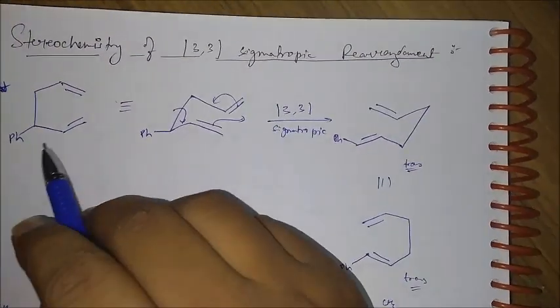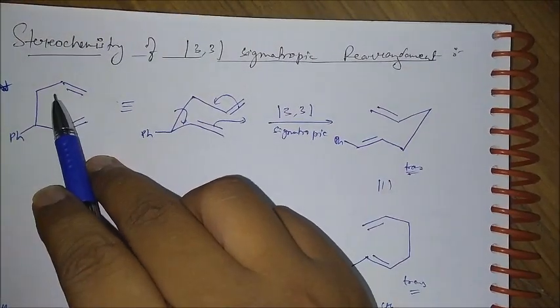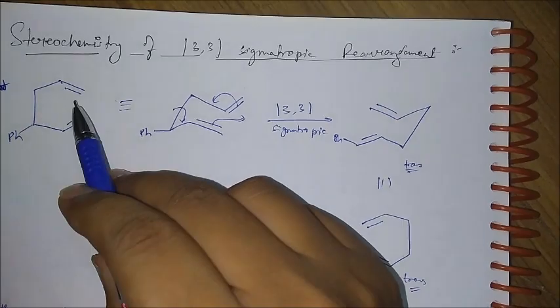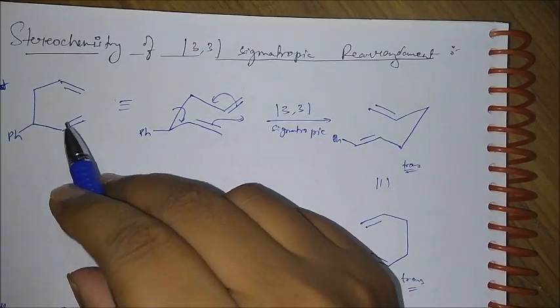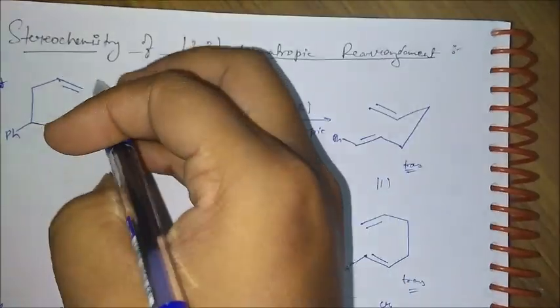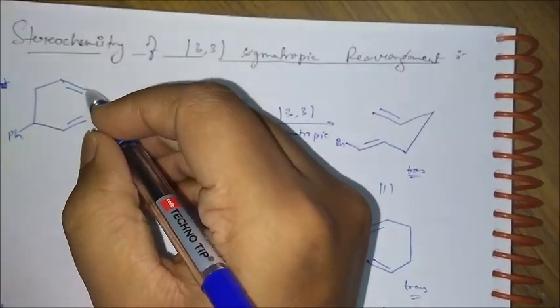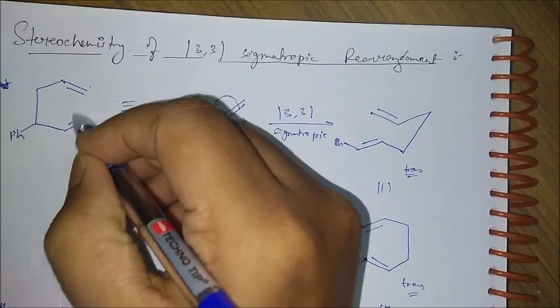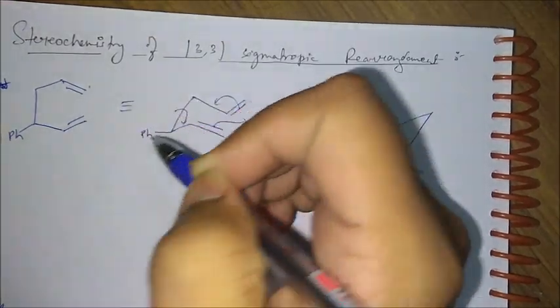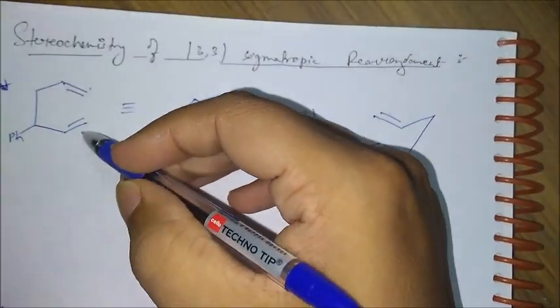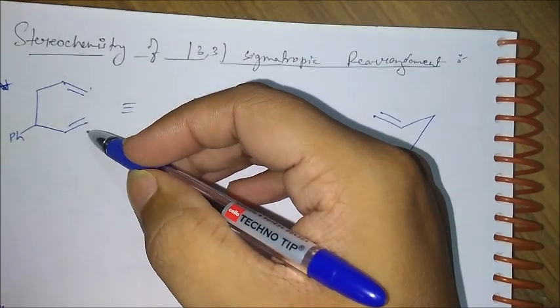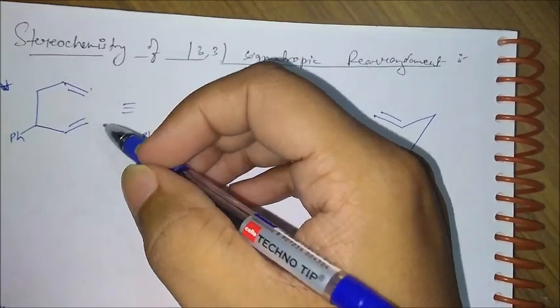So see, if you have this reactant, and you have to check what the product will be when the reaction takes place. Now this will undergo a 3,3 sigmatropic reaction. How did we come to know that? Because this is a 1,5-diene system: 1, 2, 3, 4 and 5. So between the first and fifth carbon, you have a double bond. That's why this is a 1,5-diene system, and this bond will break.